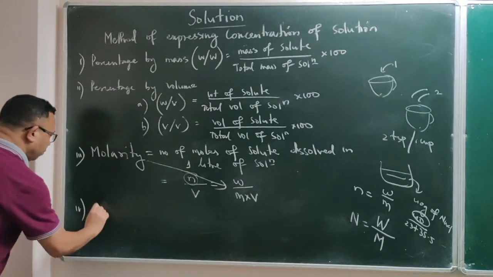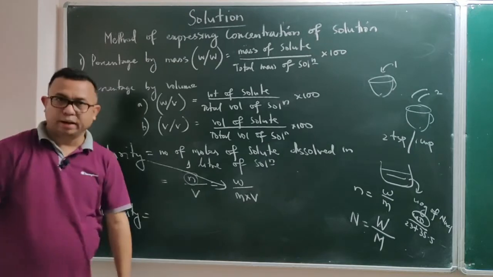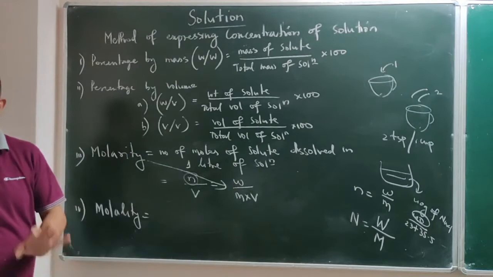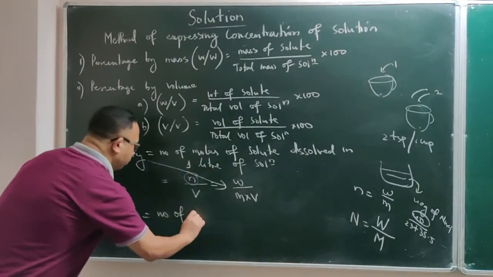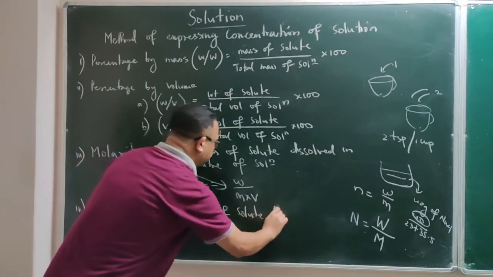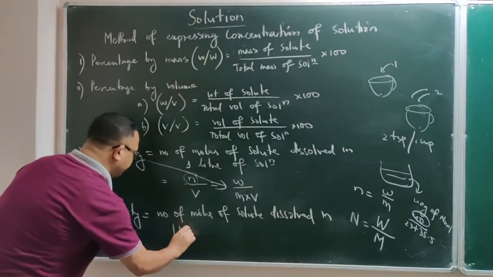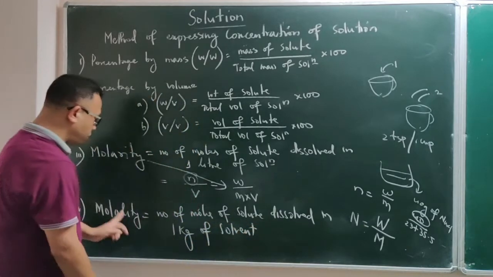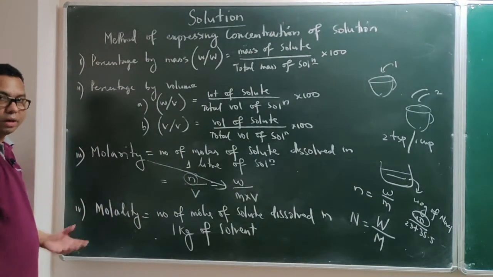Similarly, molality. The only difference between molarity and molality is that here it is in 1 liter of solution, whereas there it will be in 1 kg of the solvent. So here it is defined as the number of moles of the solute which is dissolved in 1 kg of solvent. So the formula of molality will be now moles, n by W.